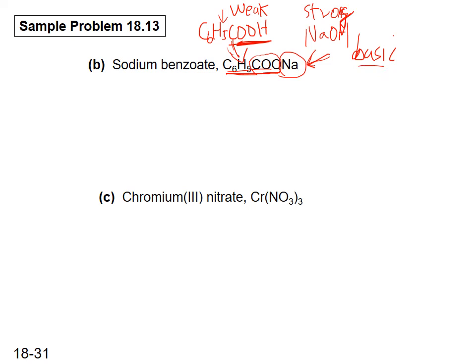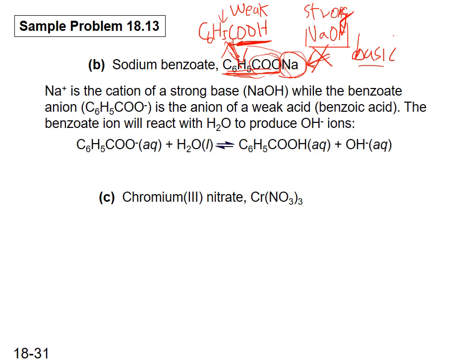But the real reason is that sodium comes from sodium hydroxide, a strong base, so there's no equilibrium. Sodium does not react with water to go back to sodium hydroxide. On the other hand, benzoate comes from a weak acid, so there's an equilibrium. Benzoate reacts with water to go back to benzoic acid, and at the same time generates hydroxide. So here is the reaction. Benzoate plus water: it takes hydrogen away from water to go back to the acid, and at the same time generates hydroxide, and that makes the solution basic.